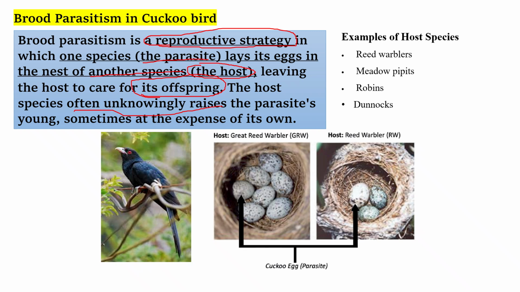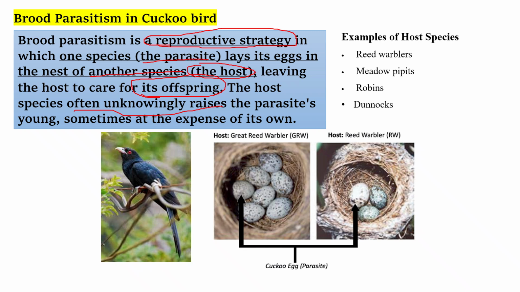So cuckoo is a bird which will be laying her eggs into the other species. This is what is happening over here. That is called this behavior in the cuckoo bird. We call it brood parasitism.